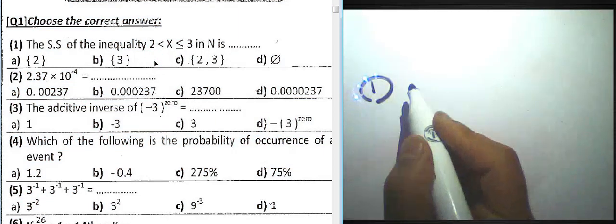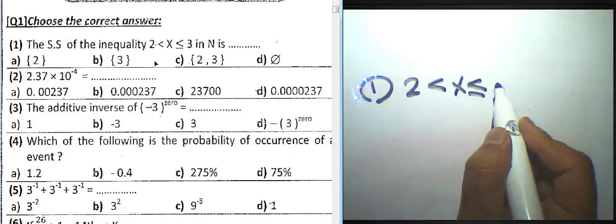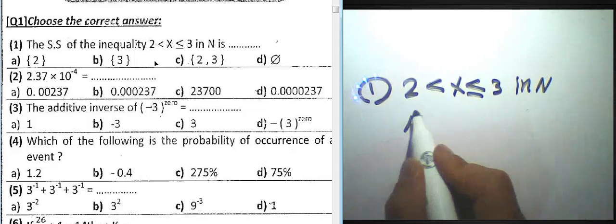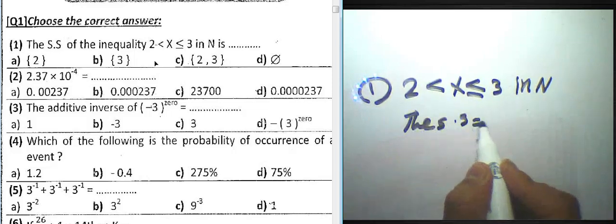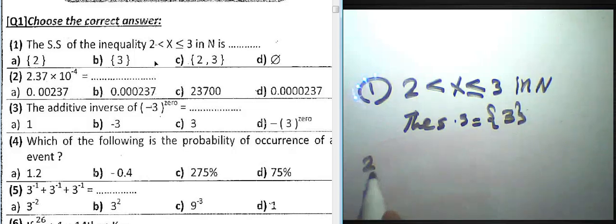Look here, question number 1, 2 less than x less than or equal to 3. He asked in n, the natural numbers, the solution set will be what? Will be 3. Okay, question number 2.